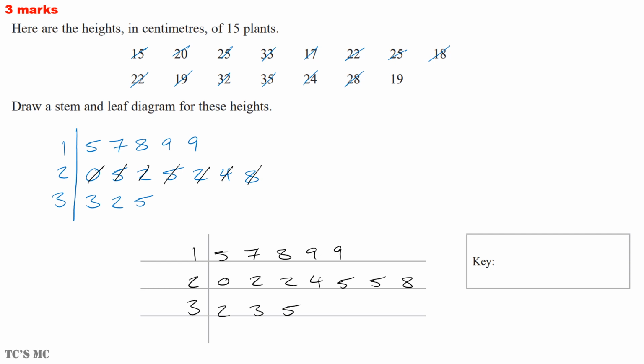For the third mark, we must have a key. We can use any value from this stem and leaf diagram. I'm just going to use the first one. 1/5 represents 15 centimetres. So now we have our third mark.